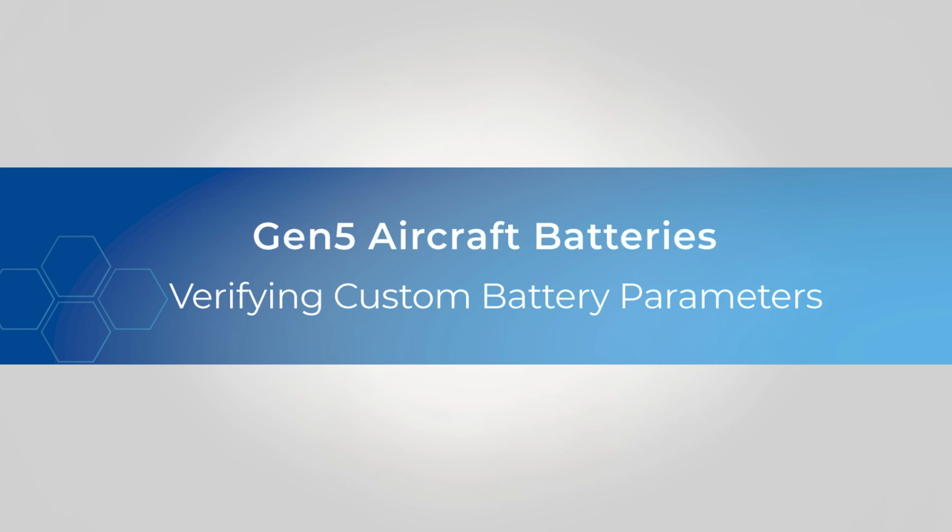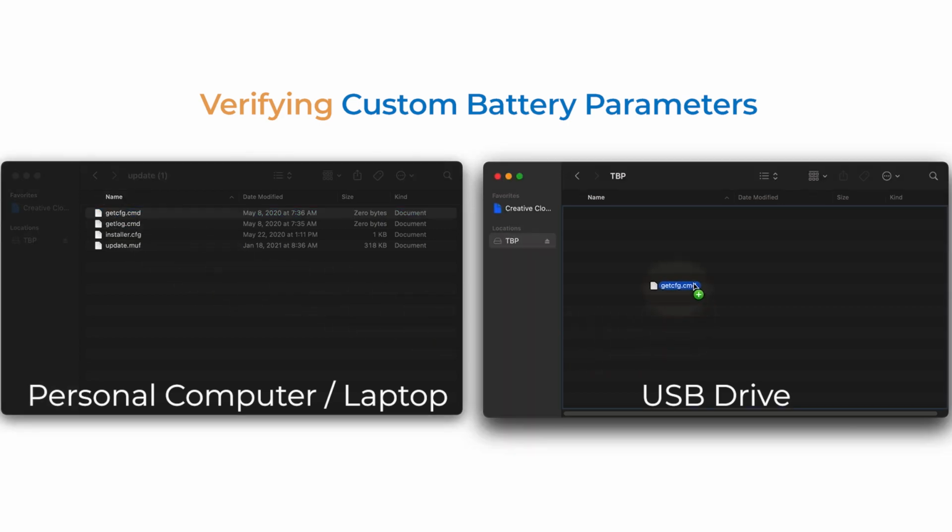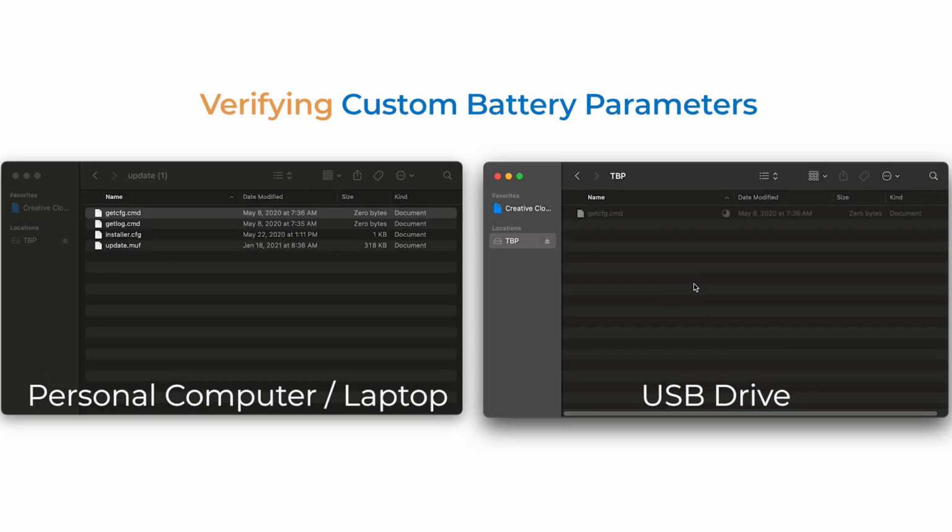If you'd like to verify the parameters that have been loaded, go ahead and go back to that zip file that you downloaded earlier and look for the getcfg.cmd file. Go ahead and place that on the root directory of your USB drive. Make sure that's the only file there.